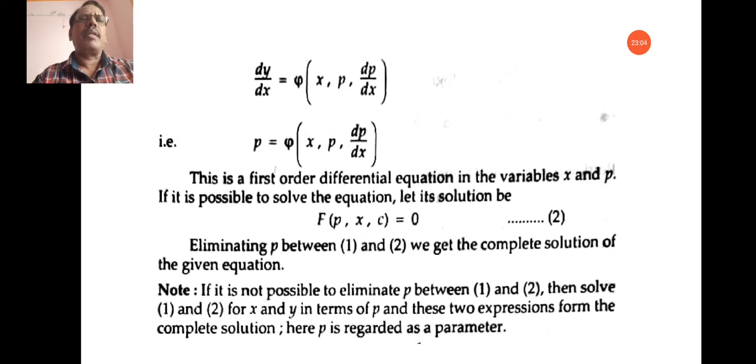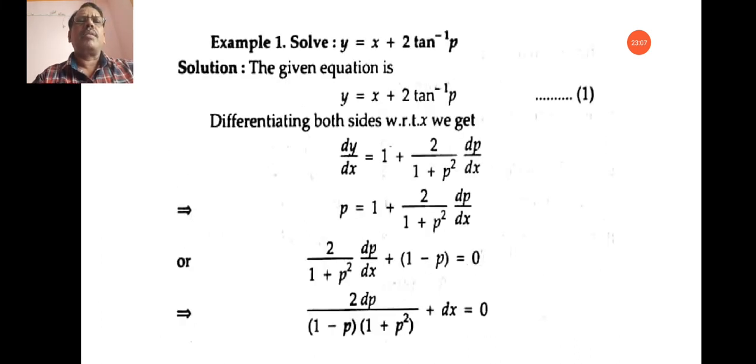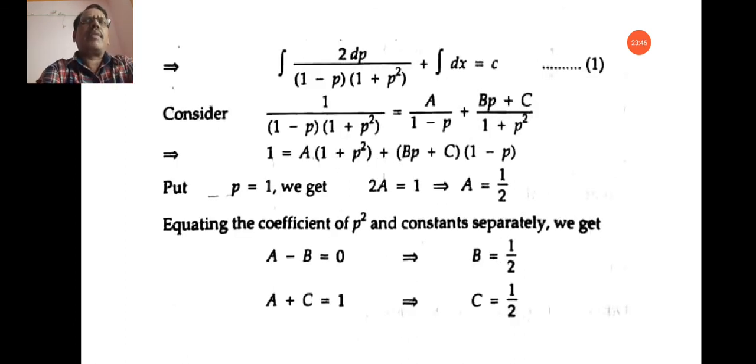So I already explained two problems. One is to solve y equal to x plus 2 tan inverse of p. It is already given as soluble for y, so we need not say so. Differentiate with respect to x and write dy by dx as p, and this is equal to 1 plus 2 by 1 plus p square into dp by dx, and the simplification goes on.